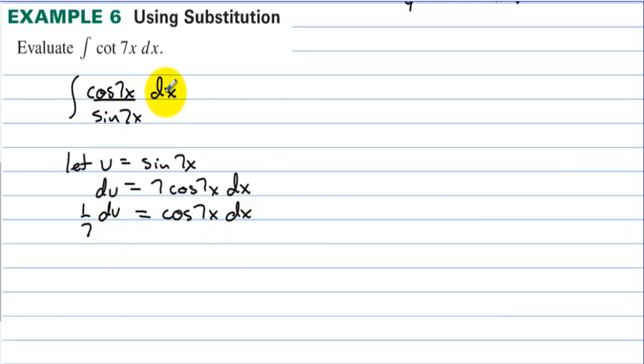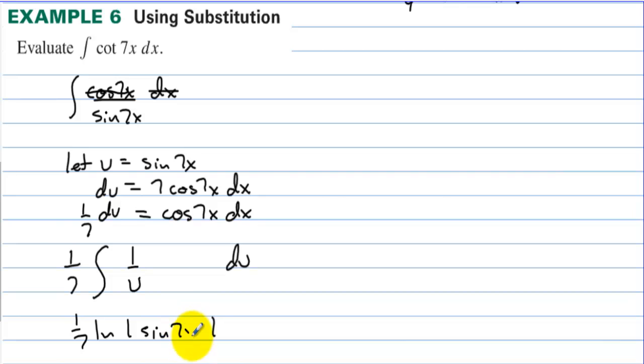I can replace the cosine of 7x dx with 1/7 du. Let's do that. 1/7, we put the du on the end. And then I've gotten rid of this and this. Now I have 1 over u. The integral of 1 over u is the natural log of the absolute value of u. But u is sine of 7x. And then we have plus c.